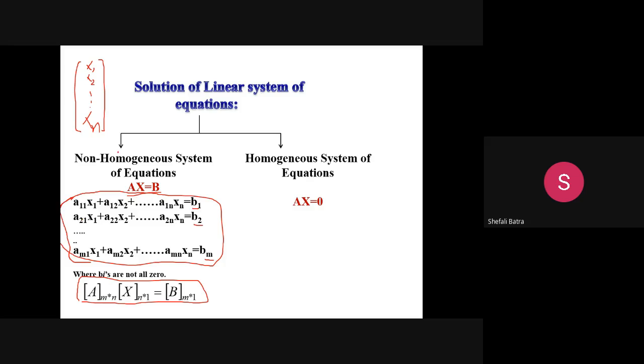Similarly, come to the homogeneous system of equations. In that, Ax is equal to 0. It means the right hand side of all equations would be 0. So you will have a system of equations like this, where the right hand side of every equation is 0. So in matrix form, you'll write A into X is equal to null matrix. Right? So this is the representation of equations in matrix form.